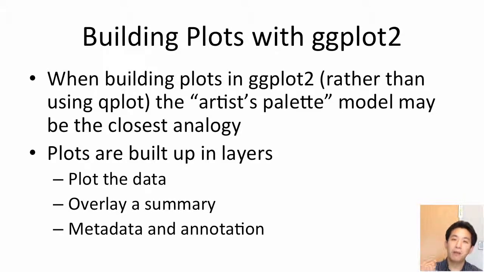The most fundamental layer, of course, is the data. So the first thing you usually start with is you tell ggplot about the data that you're working with and some basic aesthetics, like if you're making a scatter plot, here are the x and the y variables. Then you might overlay a statistical summary, like a smoother or regression line, something like that. And then on top of that, you might have some metadata or extra annotation for the plot.